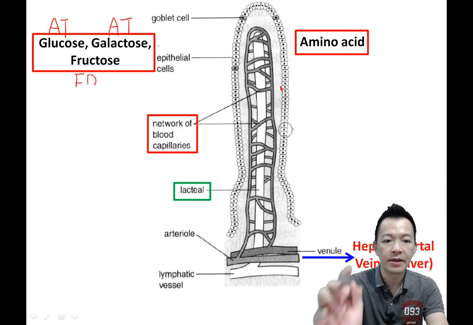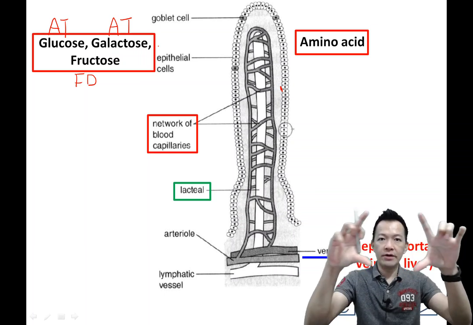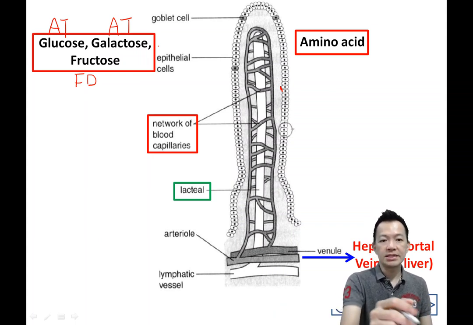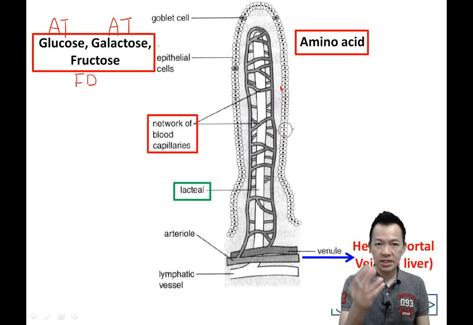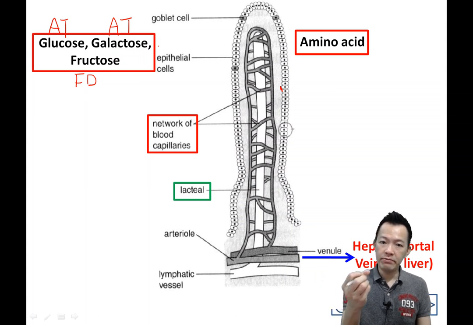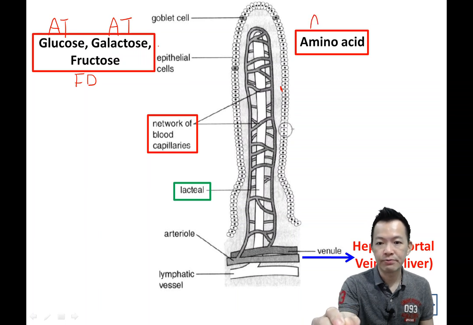If you check your notes or your textbook, it will be clearer. They will give you a table. Sorry about this part, I left out a table for you, so I am giving the answers directly here. Glucose and galactose are absorbed by the method called active transport, but fructose is absorbed using facilitated diffusion. How about the amino acids? They are pumped into the blood capillaries, so this method is also active transport.